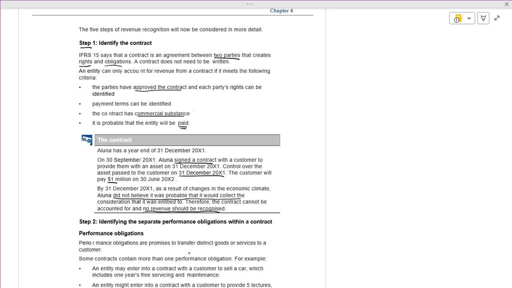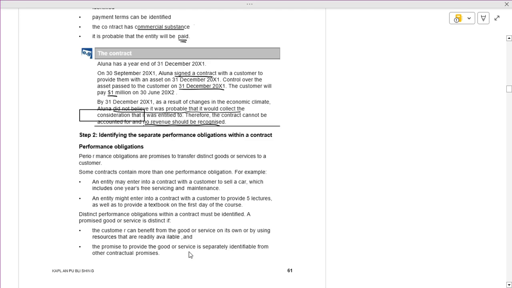See, when they say that it is not going to collect the consideration, what will happen? Definitely, if there is no consideration, it is not going to be identified as a contract. Okay, these are the basic things. You should have a performance obligation, separate promises transferred, of goods or services.